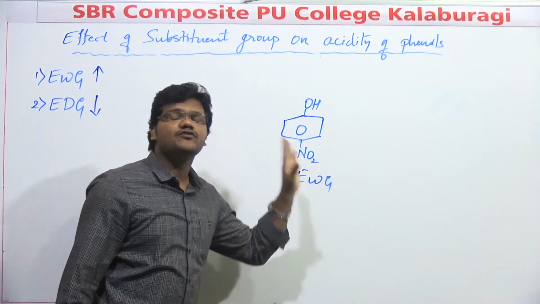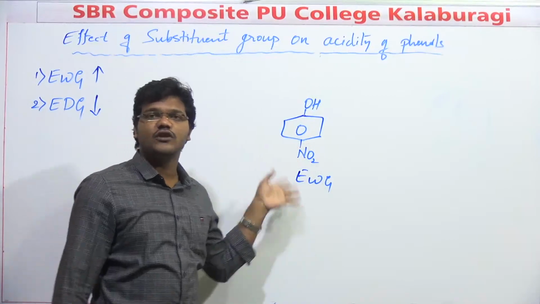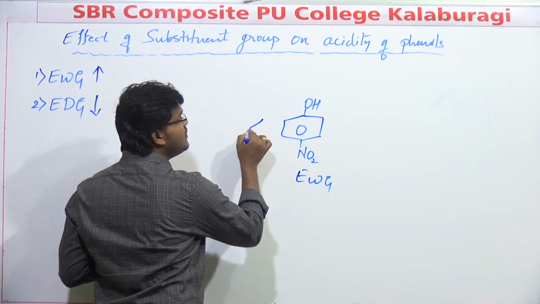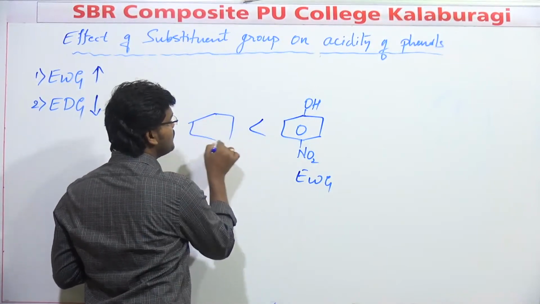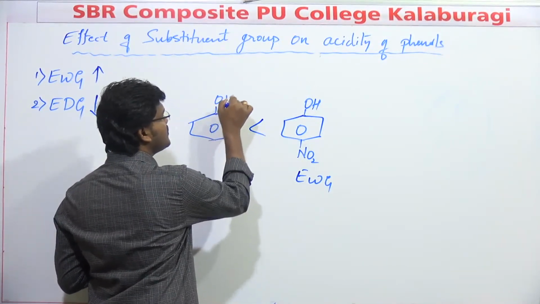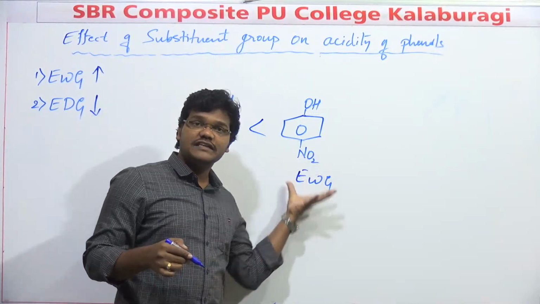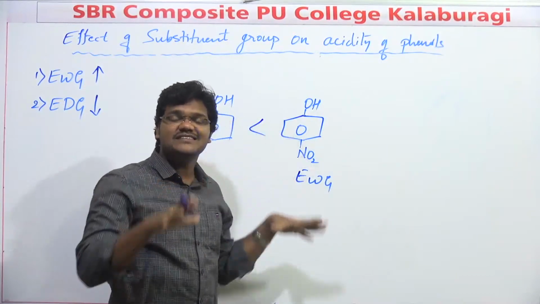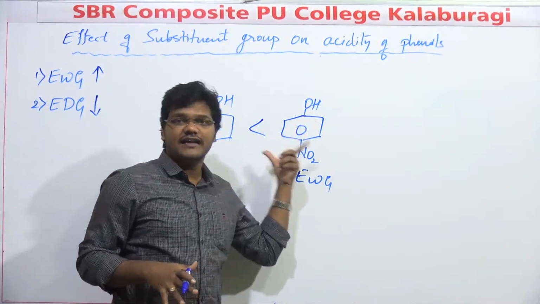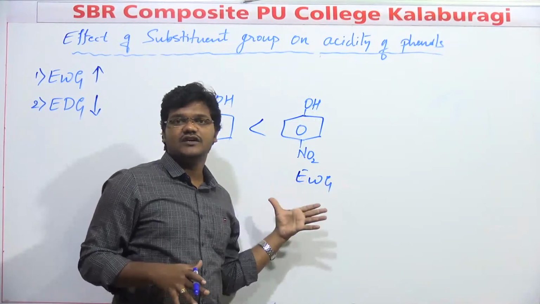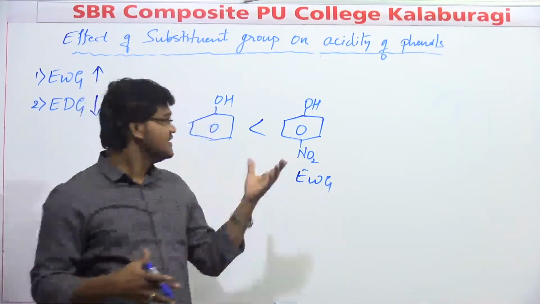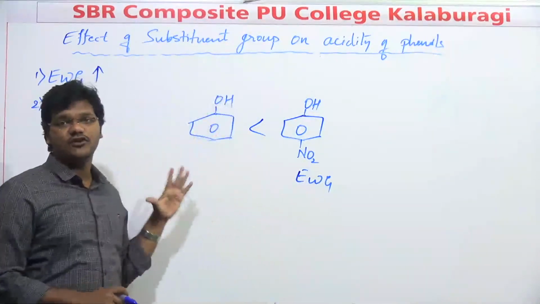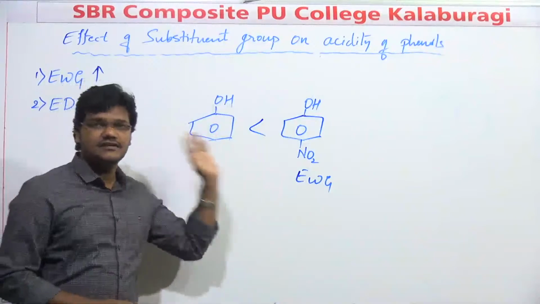All nitrophenols, whether it is orthonitrophenol, paranitrophenol, or metanitrophenol, are obviously more acidic than what? Phenols. These are more acidic because the NO2 group withdraws electrons, disperses the negative charge on the oxygen, and stabilizes the phenoxide ion so as to give a stable compound. Hence, all nitrophenols are more acidic compared to phenols. Okay, this is very simple.